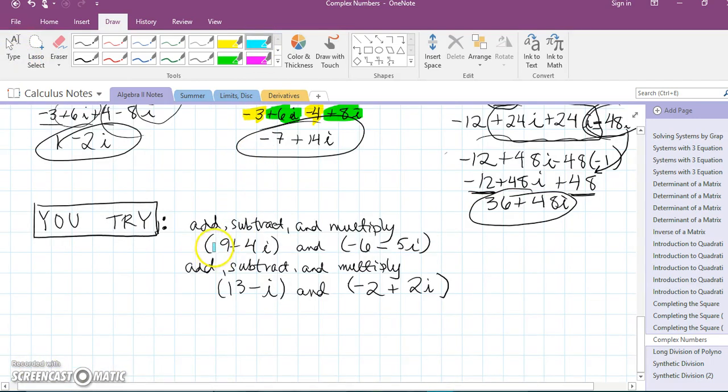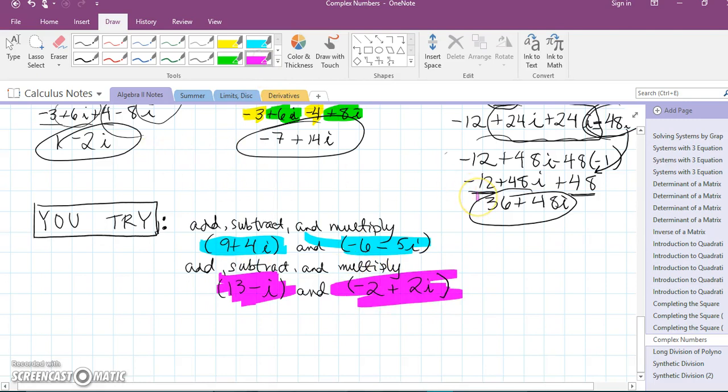So here are your 2 U-tries. I want you to do the same exact thing we just did with these 2 complex numbers. You can keep them in the 3 columns if it's going to help you organize it. And in class, we will talk about the history of i and about the powers of i more and do dividing. I'll save dividing for class.